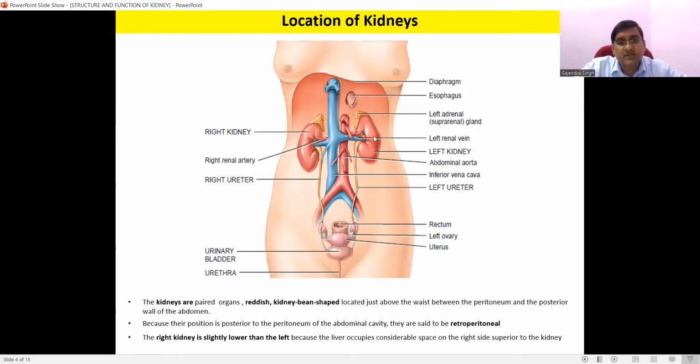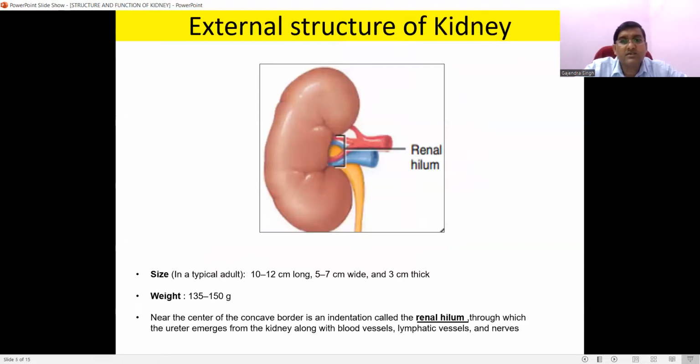The right kidney, we can see here, is present at a slightly lower level as compared to the left kidney. This is the right kidney, and its position is lower because of the presence of the liver on the right side of the abdominal cavity. Because the liver occupies considerable space in the abdomen, the right kidney is slightly pushed downward.